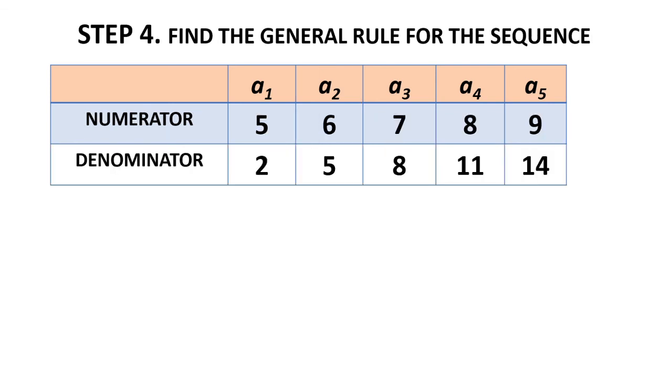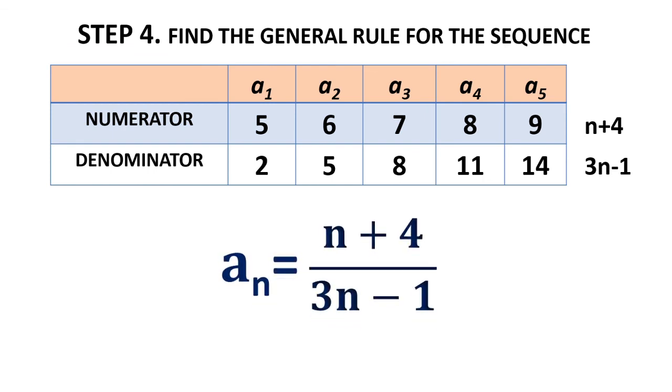Step 4 is to find the general rule for the sequence. At nakuha natin ang general rule ng numerator kanina ay n plus 4, while in the denominator, the rule is 3n minus 1. The rule for the general nth term of the sequence is a sub n is equal to n plus 4 over 3n minus 1.